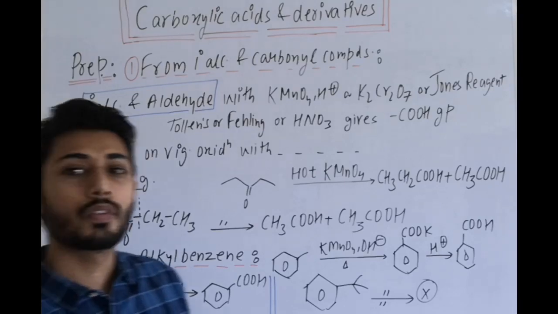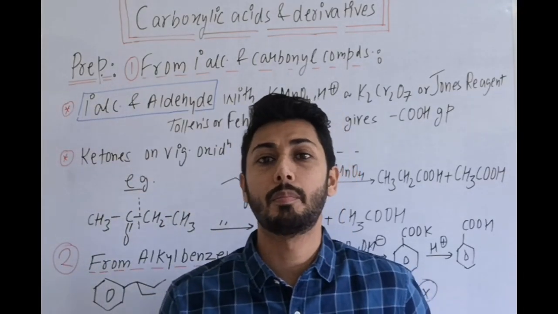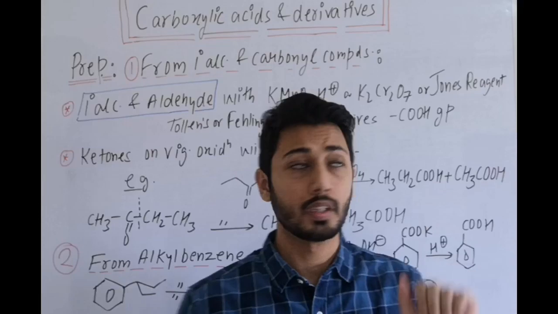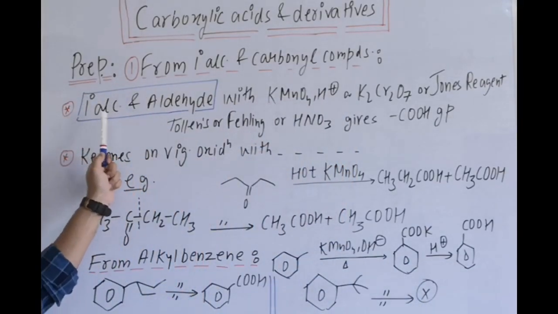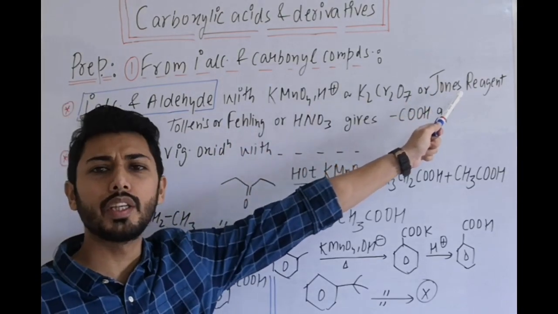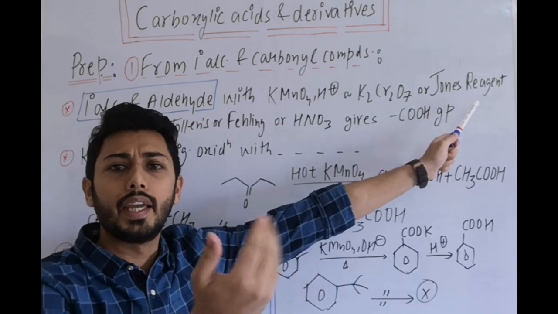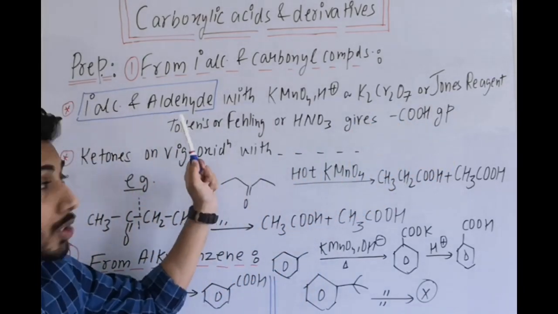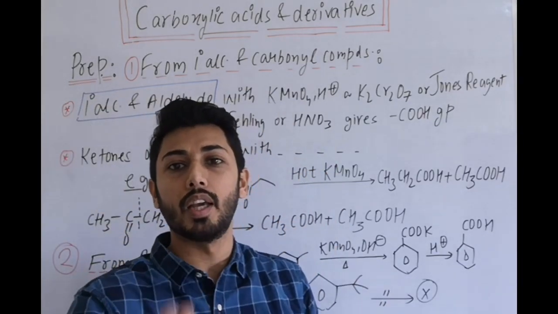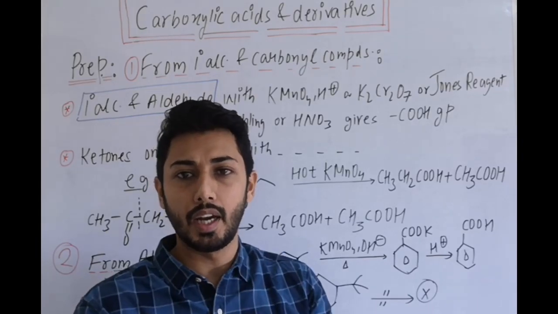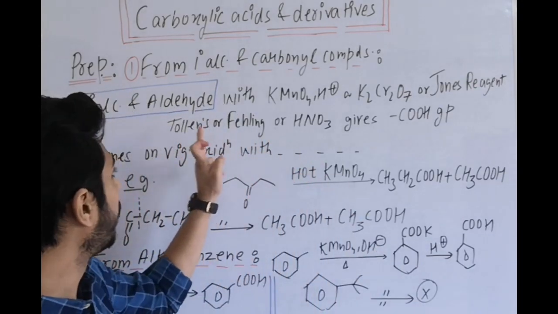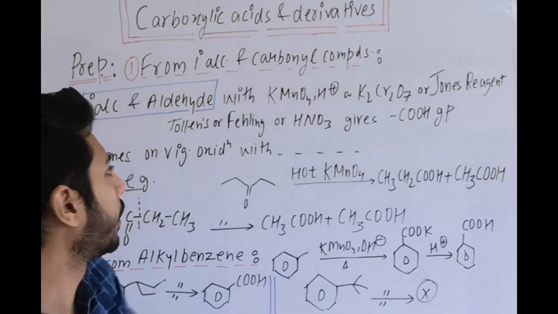Next is the preparation of carboxylic acids. First reaction, preparation from primary alcohol and carbonyl compounds. Some information was already covered in the last chapter, alcohols. The first information is that primary alcohol and aldehyde, when treated with KMnO4 or dichromate or Jones reagent, or you can simply say CrO3 in H+, or Tollens' reagent or Fehling's reagent or nitric acid, finally give carboxylic acid. Primary alcohol and aldehyde group, that is important. Already we have covered Tollens' and Fehling's in aldehydes and ketones, and in alcohols we have covered the remaining reagents.